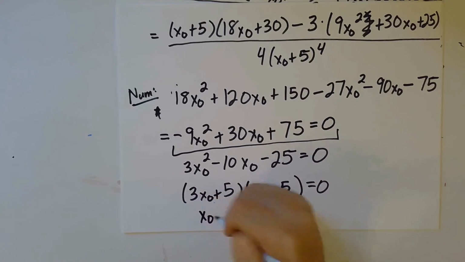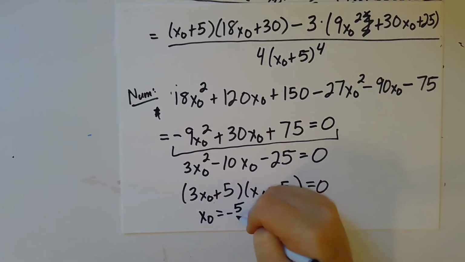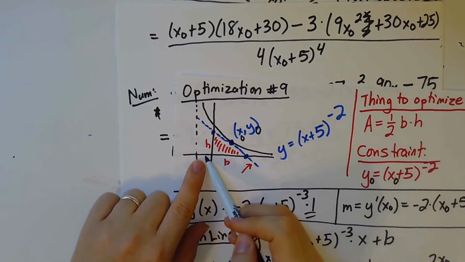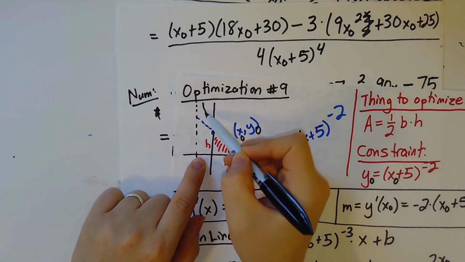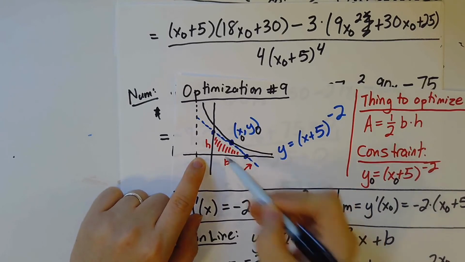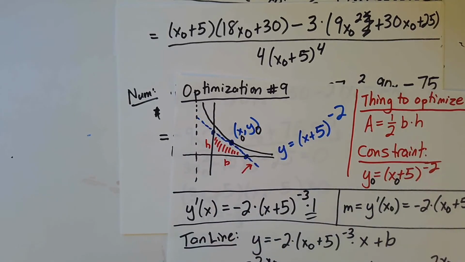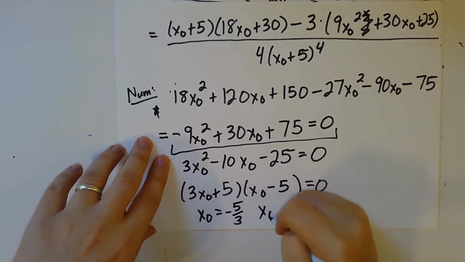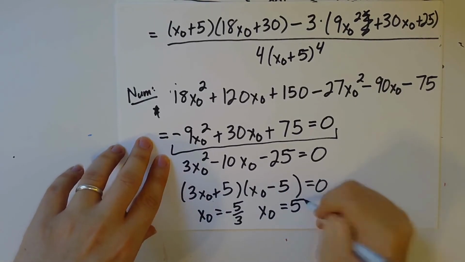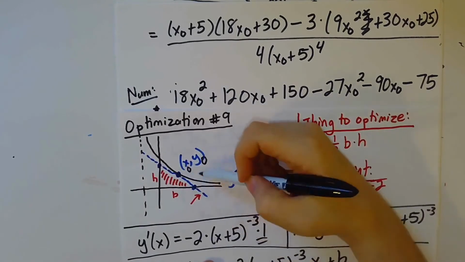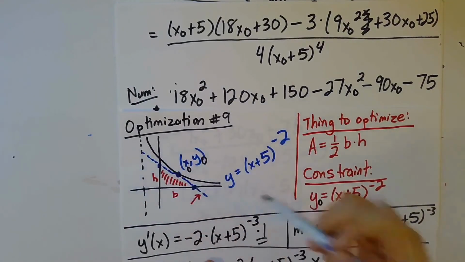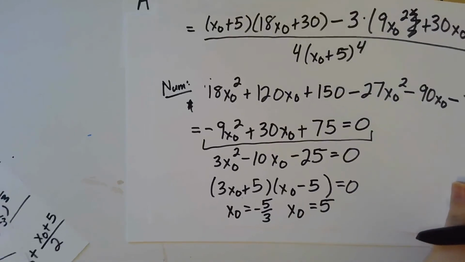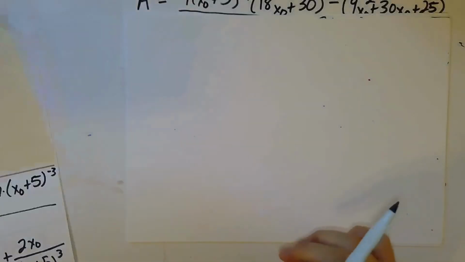There is x naught equals minus 5/3, which is a little weird because it means the x naught's over here. So I'm taking the tangent line somewhere here, but it still slices a triangle out in the first quadrant. So maybe that's right. And this one will give me an x naught equals 5, which will give me something way over here where I can look at that. Okay, so I need to try those.